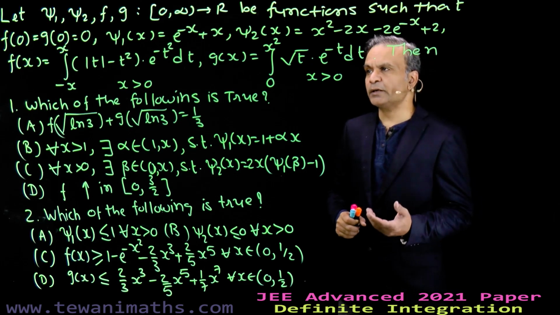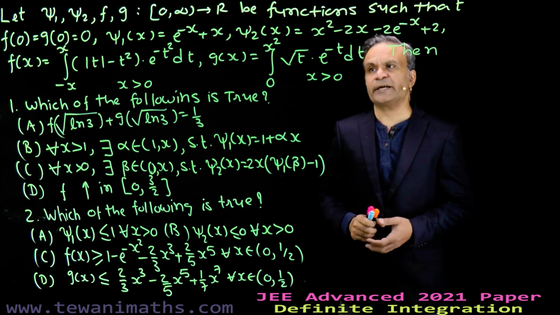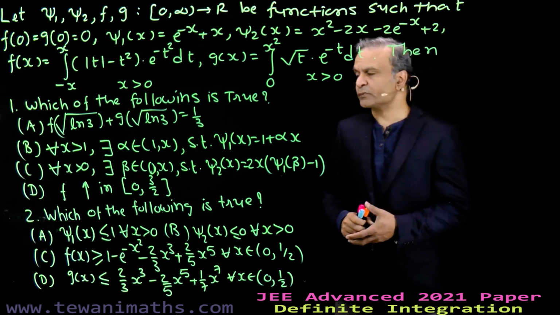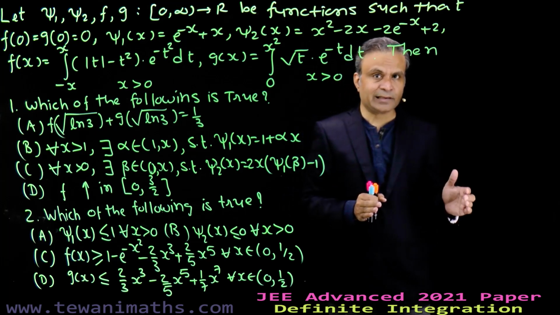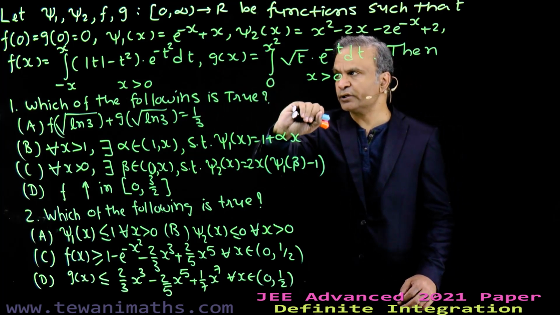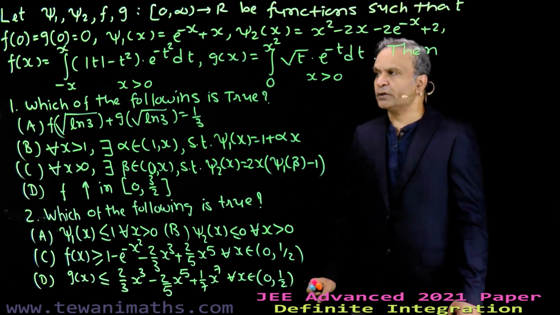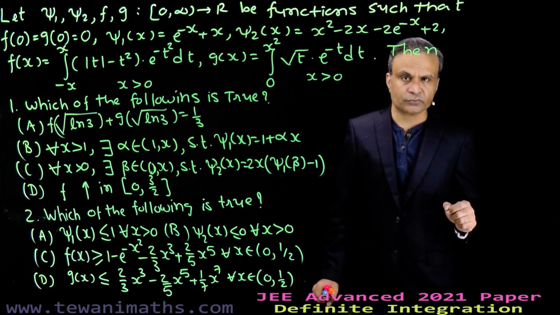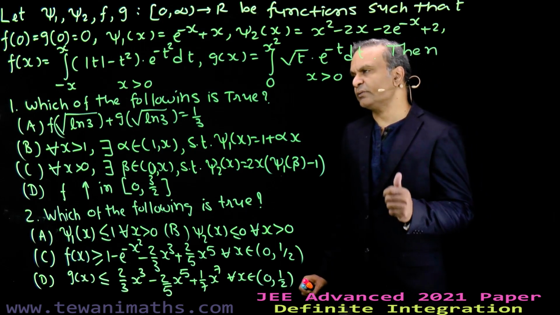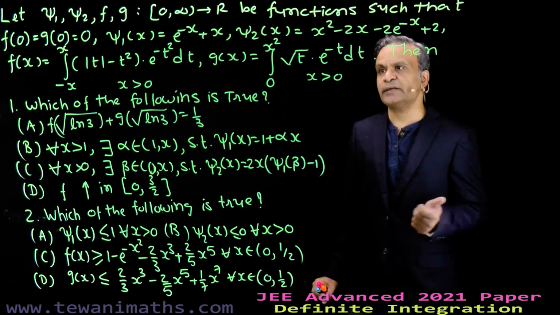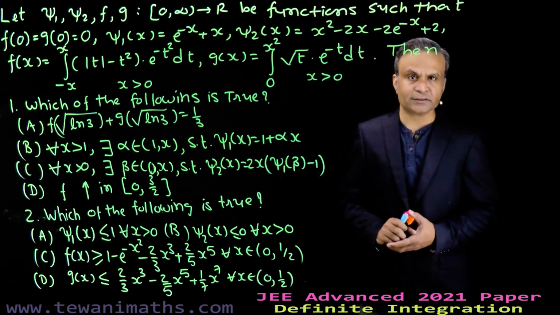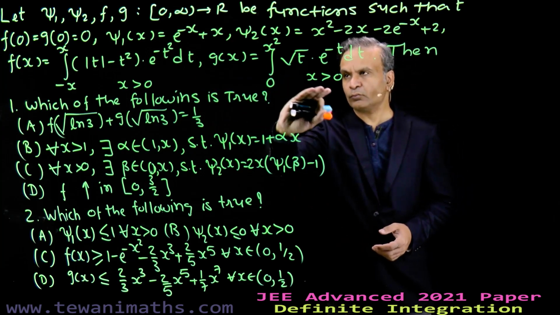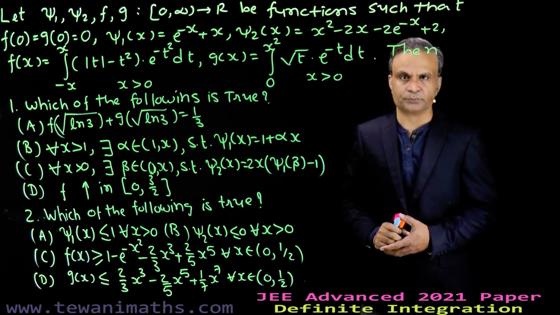Function psi1 of x is e power minus x plus x. Function psi2 of x is x square minus 2x minus 2 into e power minus x plus 2. Functions f of x and g of x are in the form of integrals. Function f of x is the integration of modulus of t minus t square into e power minus t square, lower limit is minus x, upper limit is x. Function g of x is the integration of root t into e power minus t, where lower limit is 0 and upper limit is x square. In both the functions, x is greater than 0.